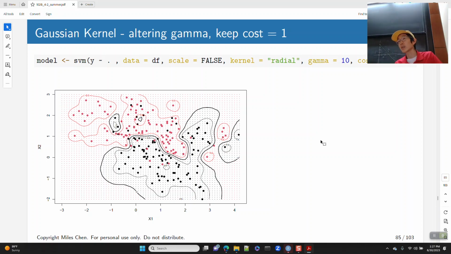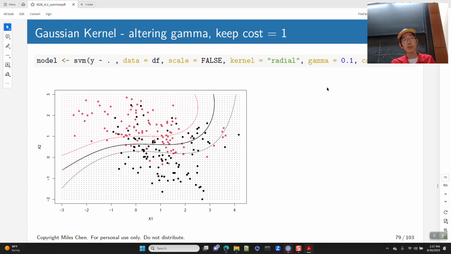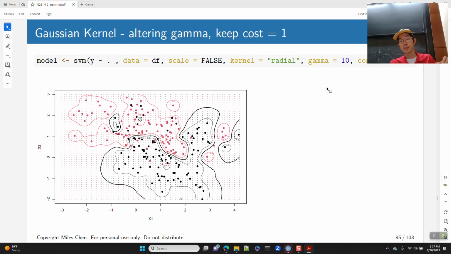For the bias-variance trade-off, here we're going to have lower bias, high variance with high gamma. Back here, we're going to have high bias, lower variance. Okay, high bias, lower variance on this side, lower bias, high variance.